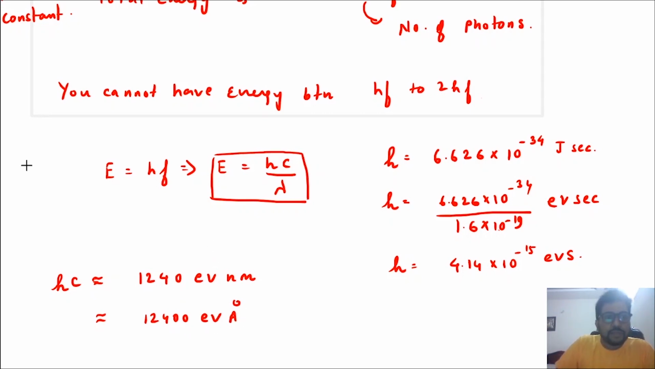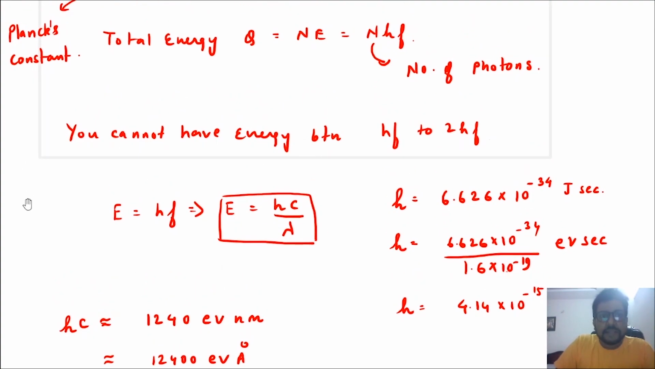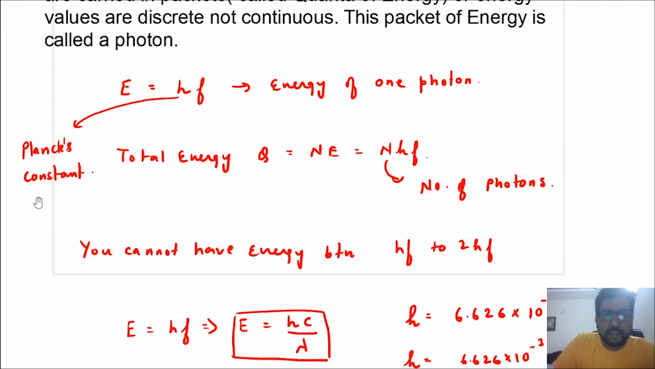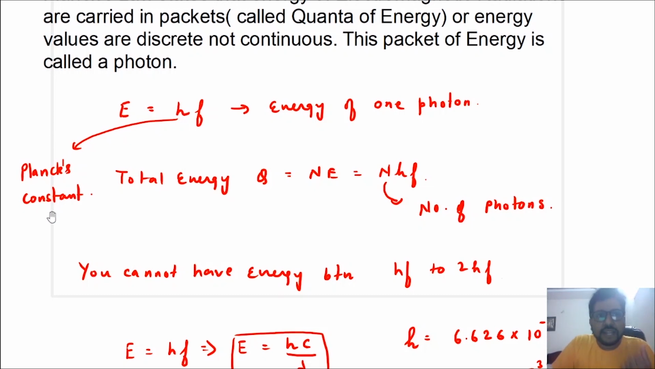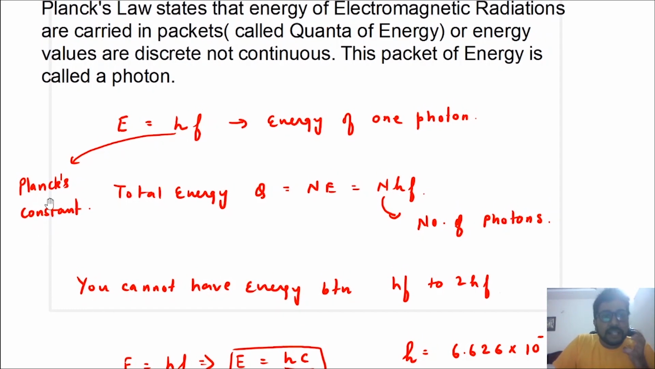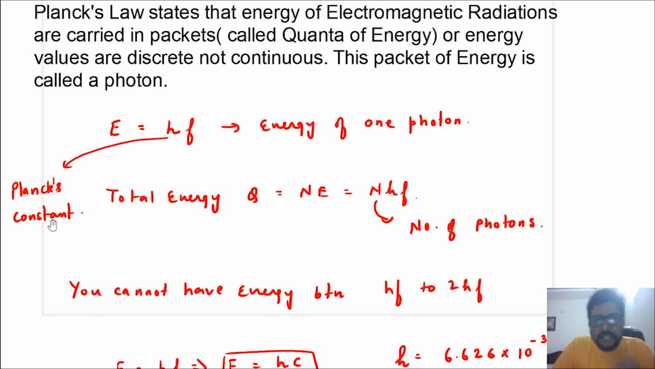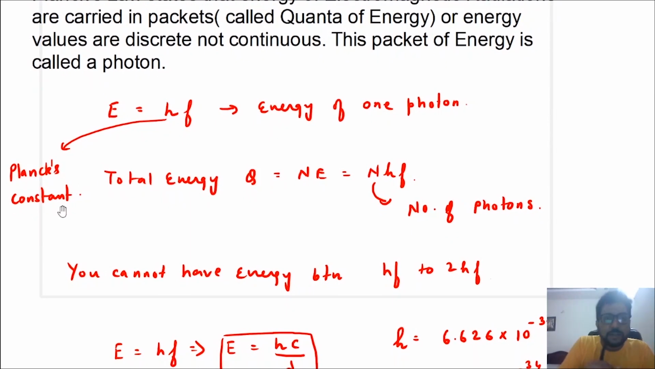Okay, so Planck's law is describing the particle nature of light, and it is saying that the energy is discrete and it is not continuous. Energy is carried in packets, and you can only have an integral value of packets. Okay, you cannot have energy between the two packets.